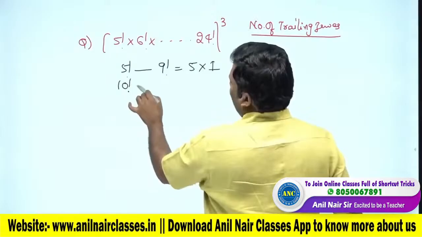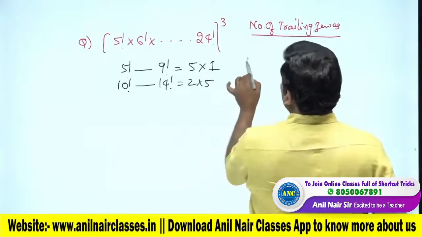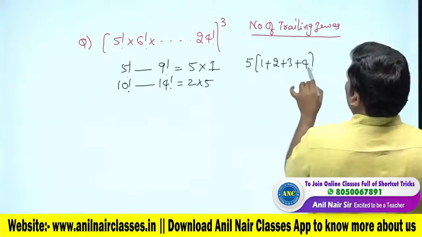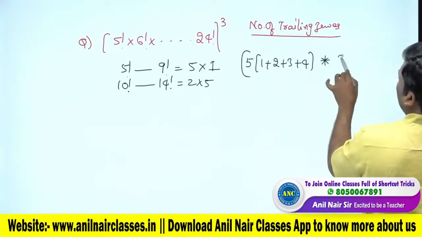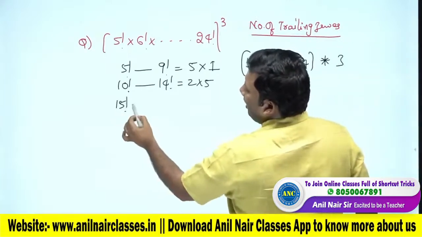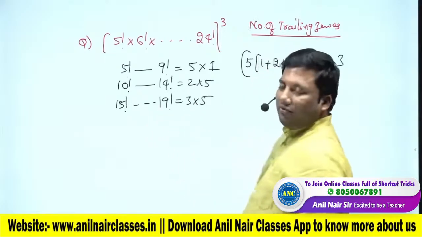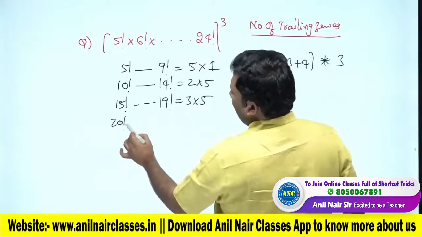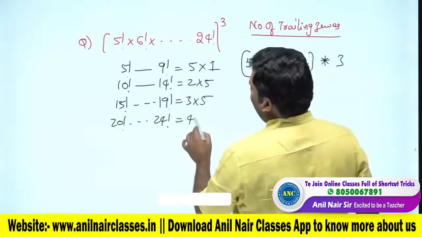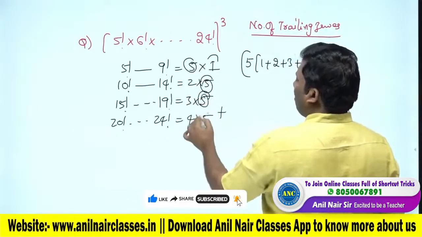Similarly, 10 factorial till 14 factorial, it is 2 into 5. You don't need to do anything else: 5 into 1 plus 2 plus 3 plus 4. Simple, this is the answer. Because 15 factorial till 19 factorial, each contains 3 powers of 5, so 3 into 5. Next, 20 factorial up to 24 factorial, I will get 4 into 5. So if I add it, 5 common, 1 plus 2 plus 3 plus 4.